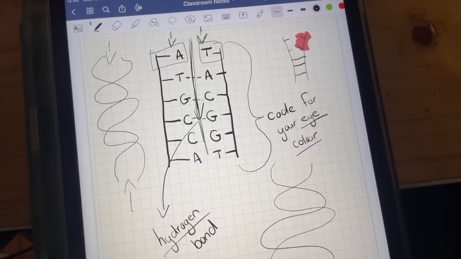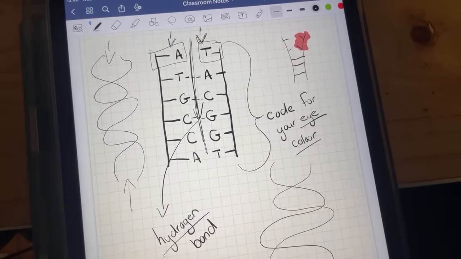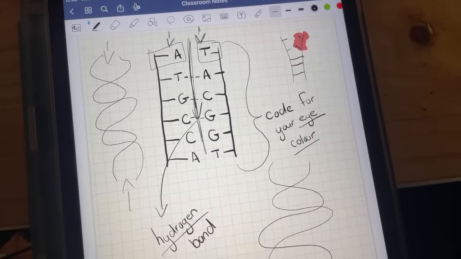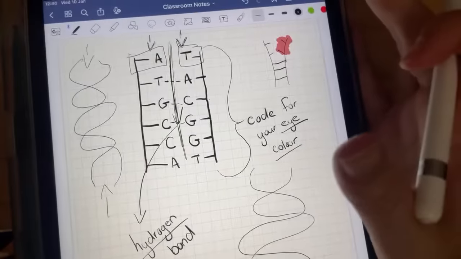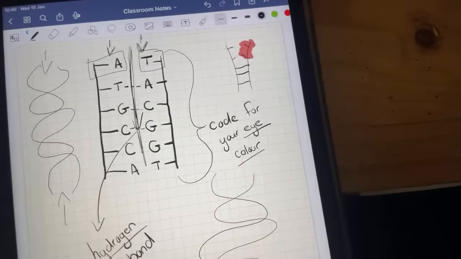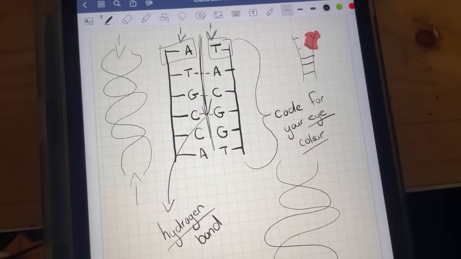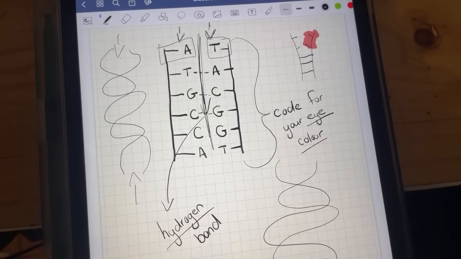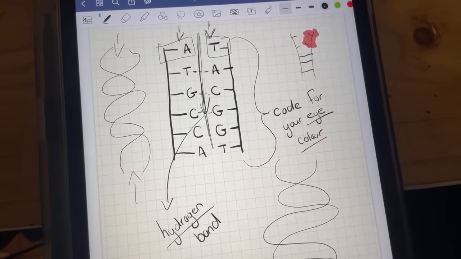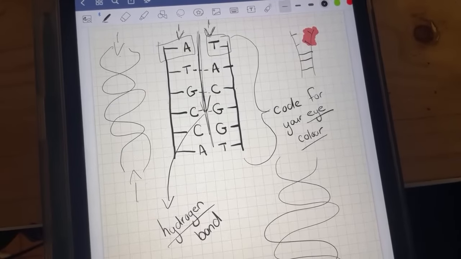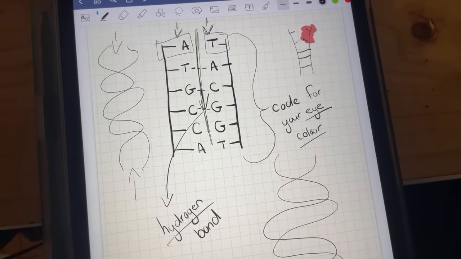Right, what can happen if T joins with C or C joins with T? It doesn't happen. If there is no complementary base, then it doesn't join. It doesn't happen, is what I'm saying. So I know you're asking, but what if it happens? It doesn't happen. Point blank, it doesn't happen.